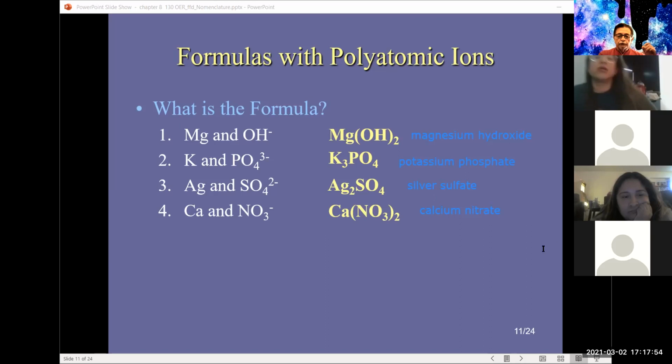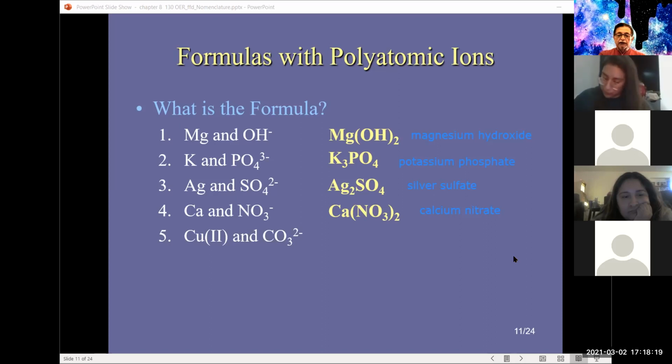Okay. Notice again, no Roman numerals here, no prefixes here. We're dealing with ionic compounds. All the metals are part of the 16, so we're not using Roman numerals. Which is straightforward calcium. Straightforward silver, potassium, magnesium. Now we got Roman numerals, correct?